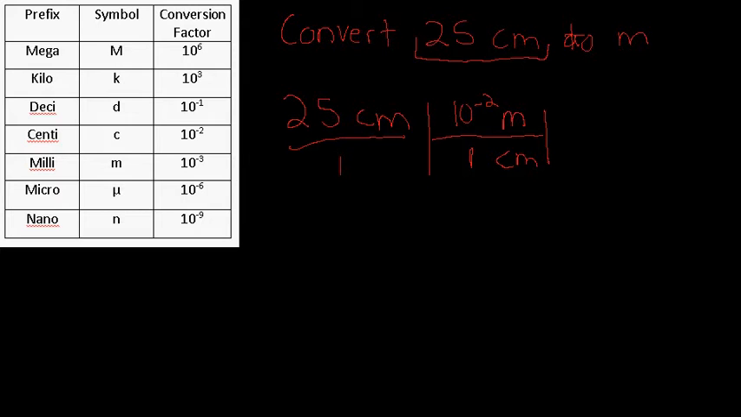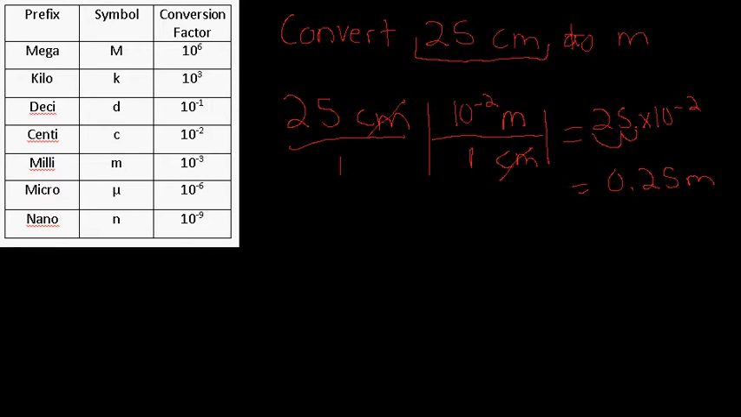You could then put this in your calculator and find out what answer you get. With fractions, you multiply straight across the top and straight across the bottom: 25 times 10 to the negative 2. Something to remember about scientific notation is when you have negative exponents, you move the decimal place that number of places to the left. Since it's negative 2, I move my decimal place 2 spaces to the left, and I come up with an answer of 0.25 meters. Again, we can see that the centimeters have disappeared.